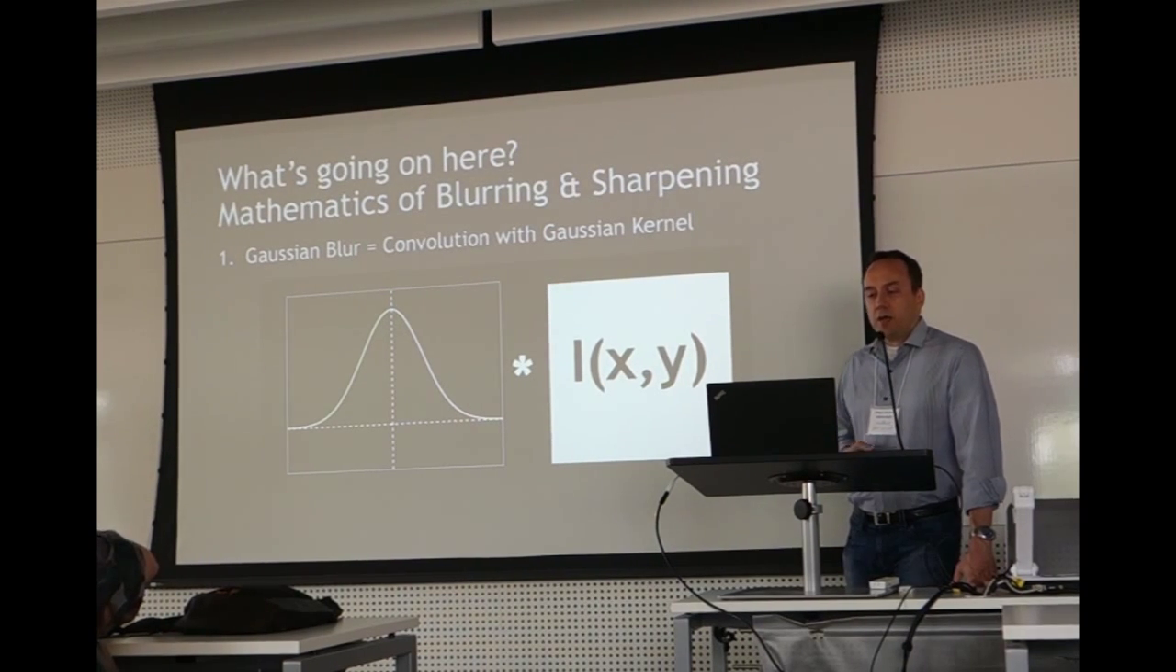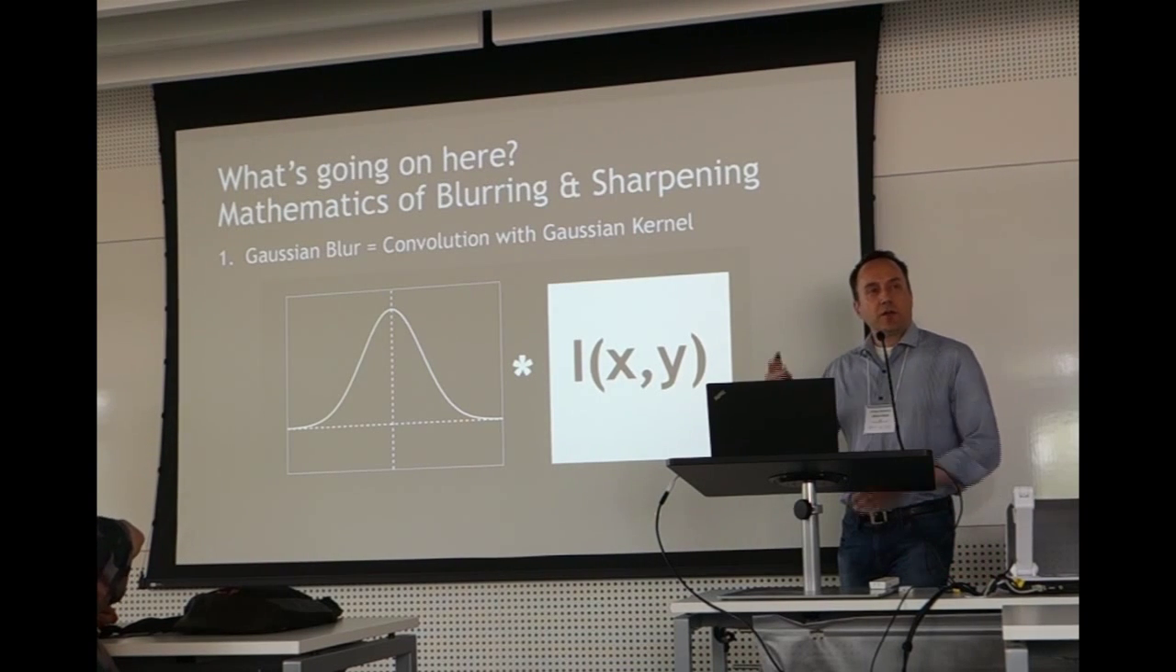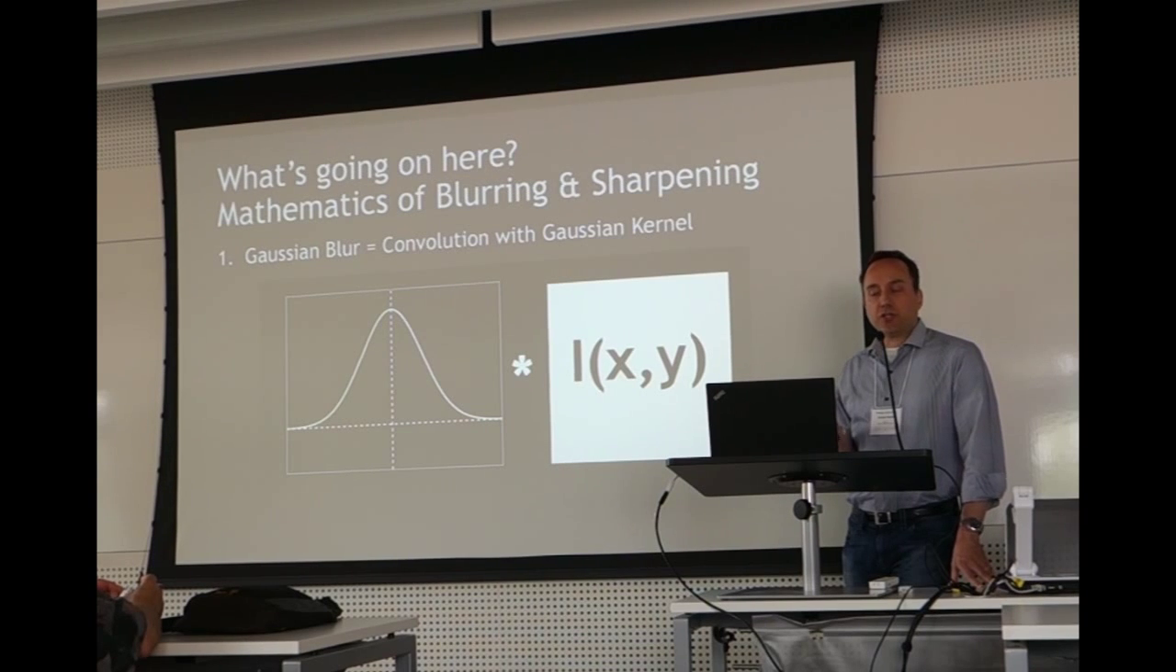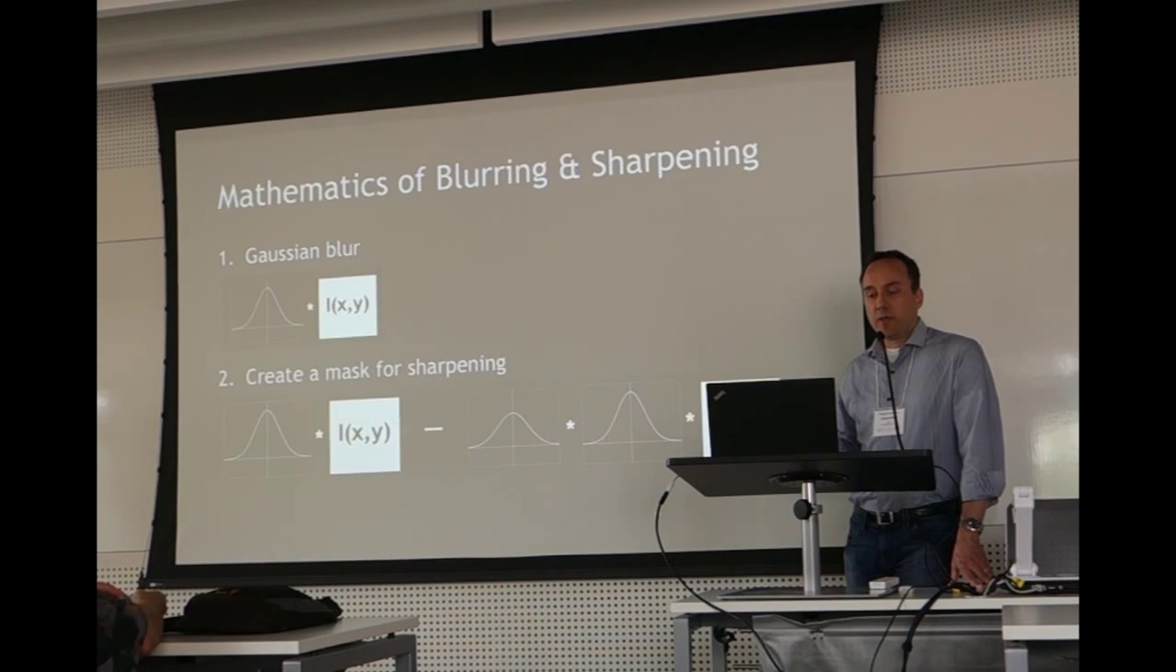Let I be the image function, basically a function of x and y that says the color of a pixel at position x and y. To blur the image, what you do is you convolve that image with a Gaussian kernel. Here it's shown as a one-dimensional Gaussian, but in Photoshop it would be a two-dimensional Gaussian. That's the first step, Gaussian blur.